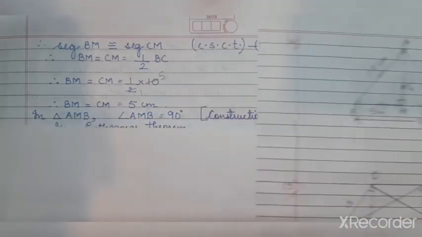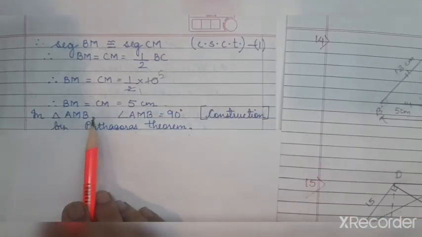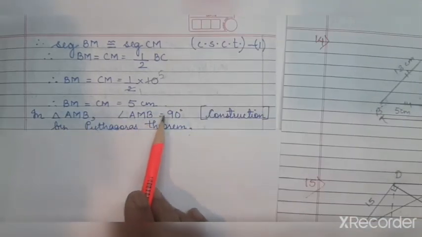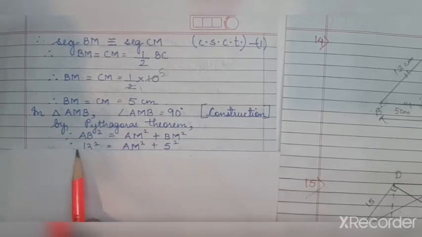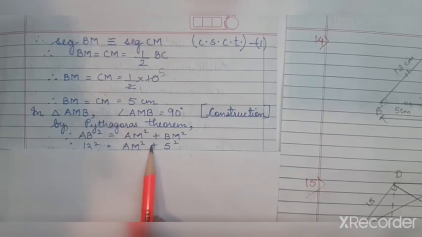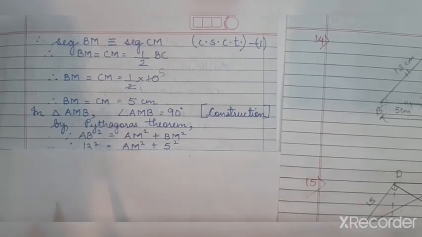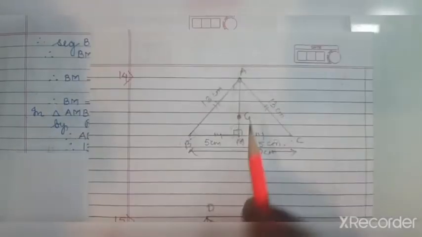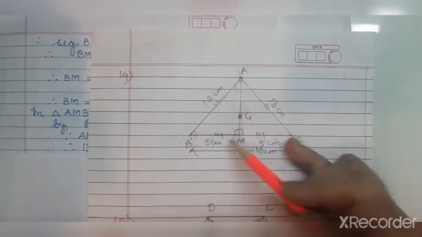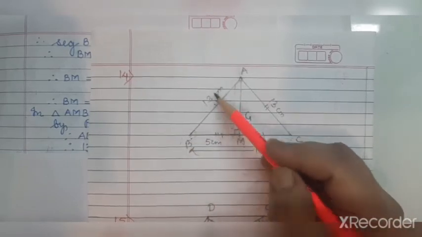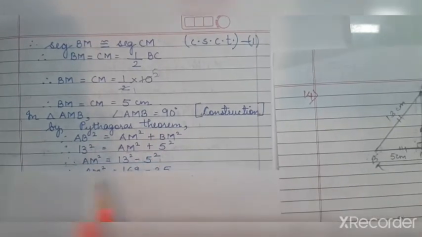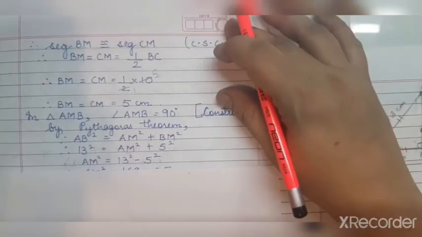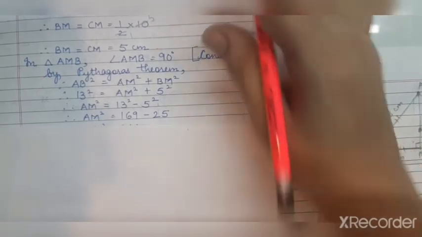So in triangle AMB, measure of angle AMB is 90 degrees by construction. By Pythagoras theorem, AB square is equal to AM square plus BM square. Now AB and BM we know. AB is a congruent side, and BM we just found. So we'll put 13 and 5. We put 13 square, 5 square. We just do the shifting, the simple calculation of Pythagoras theorem.